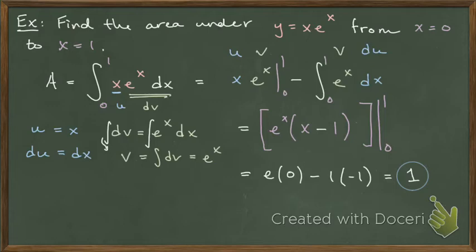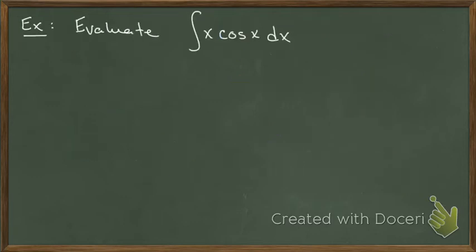This is just one of the types of integration by parts. I'll showcase a few of the others. Next, here, I want to evaluate the integral of x cosine of x dx. So kind of the same thought process here. I'm looking at the integral of u dv, okay?